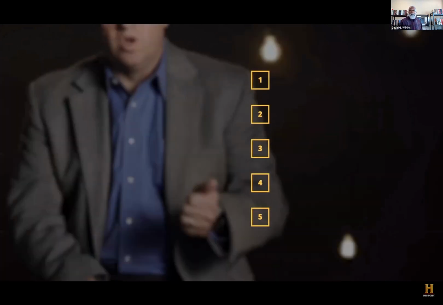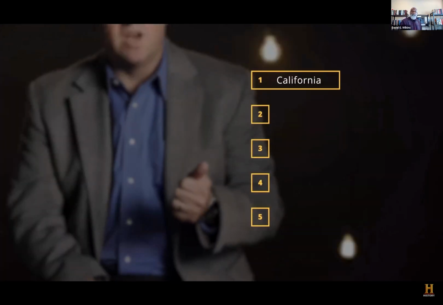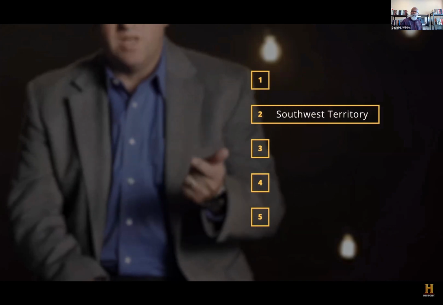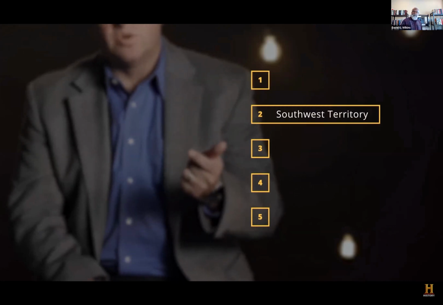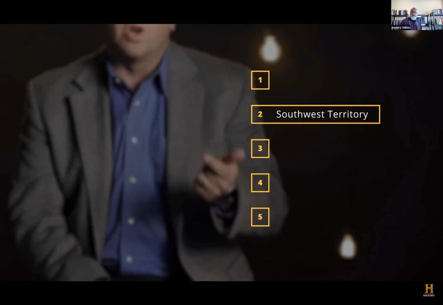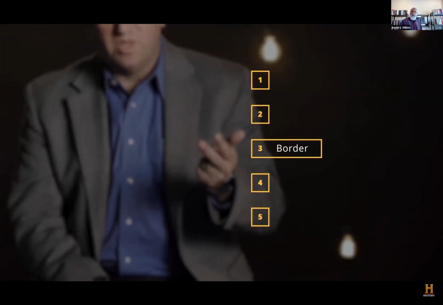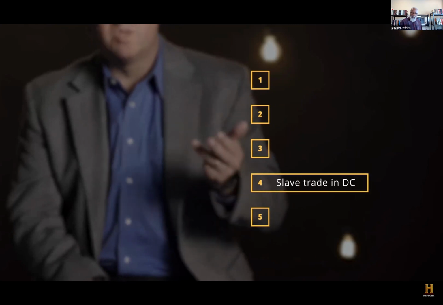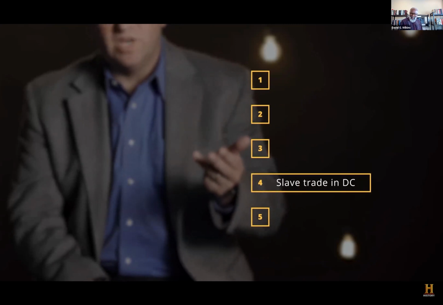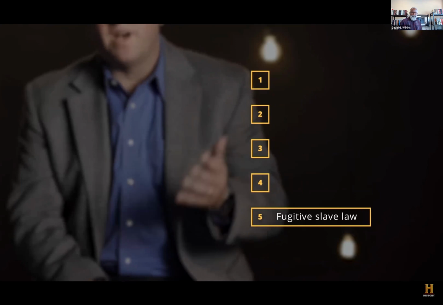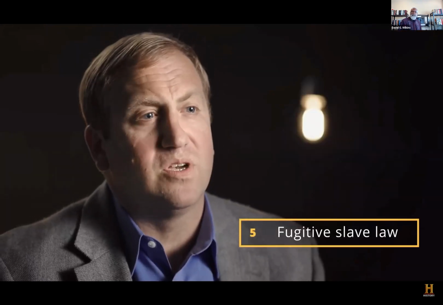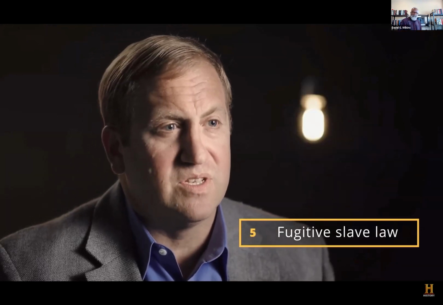When it achieved final form as a series of separate bills in the fall of 1860, there were only 5 bills. One was about the admission of California as a state, a free state. One was about the organization of the Southwest Territories, New Mexico and Utah, without regard to slavery. One was about the adjustment of the border with Texas and New Mexico. One was about the elimination of the slave trade in the District of Columbia. And the 5th and final bill, and most important for Southerners, a tougher federal fugitive slave law.